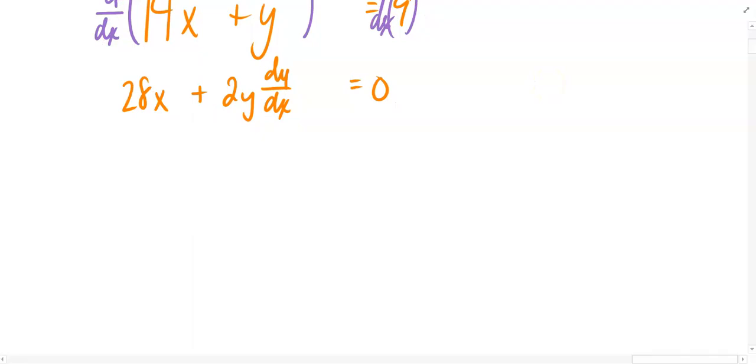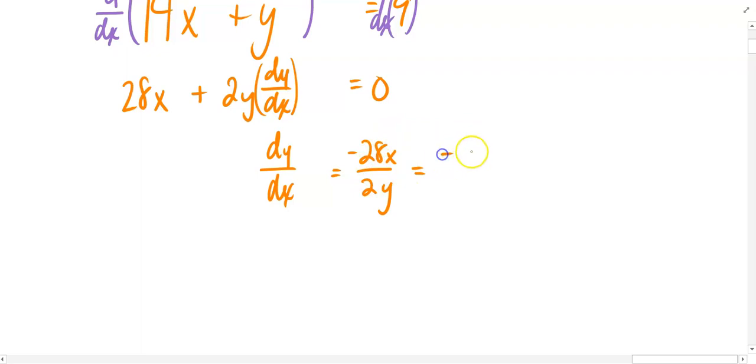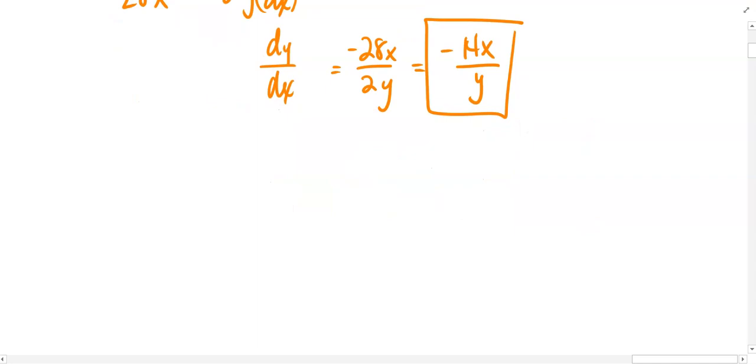We can isolate this expression, essentially the dy/dx component, by subtracting 28x and dividing by 2y. So dy/dx is negative 28x divided by 2y. Since there's a common factor of 2 here, I think we can call this negative 14x over y. So there's our first derivative in implicit form.